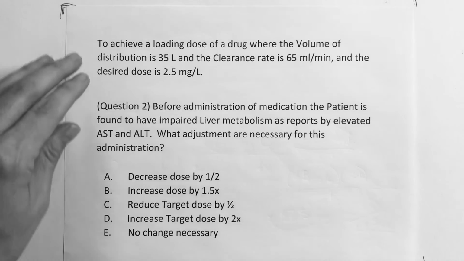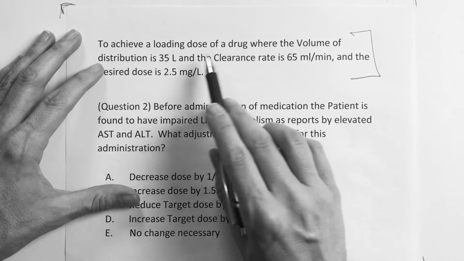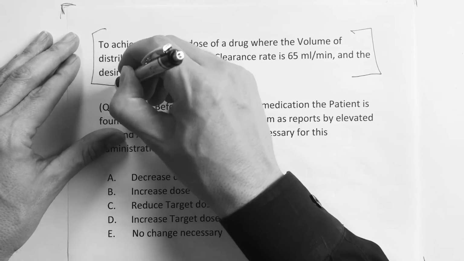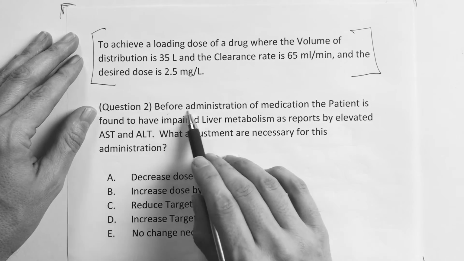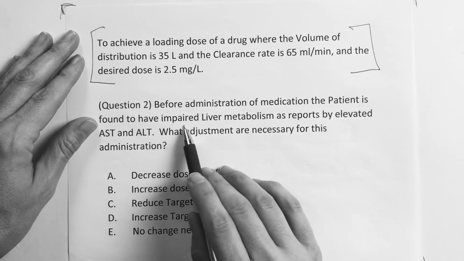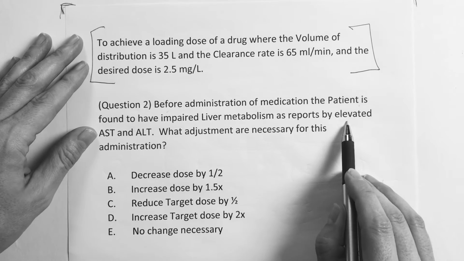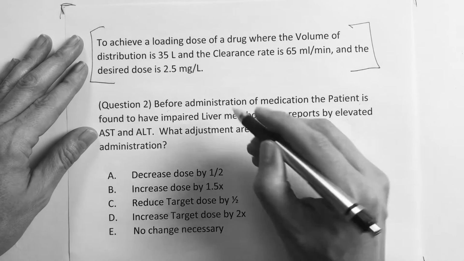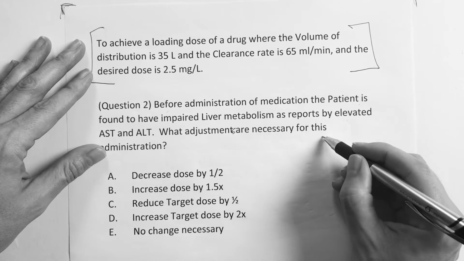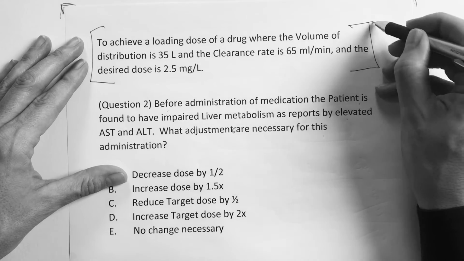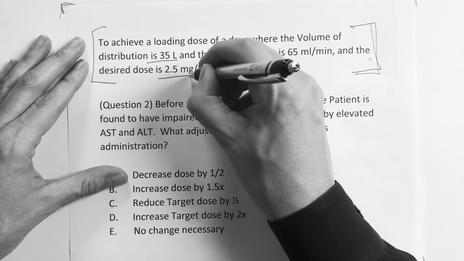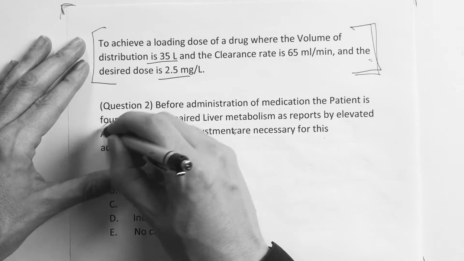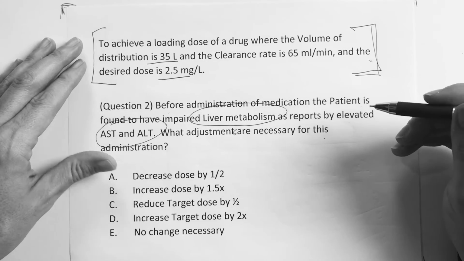And this one is the same question, but now here's the actual question to it. Before administration of the medication, the patient is found to have impaired liver metabolism as reported by elevated AST and ALT, the transaminases. What adjustments are necessary for this administration? So they're saying, look, we're trying to give this loading dose. We already know the dose, right? We already calculated 88 milligrams. But before they do it, they're saying this guy's got some issues. The labs just came back. What should you do?